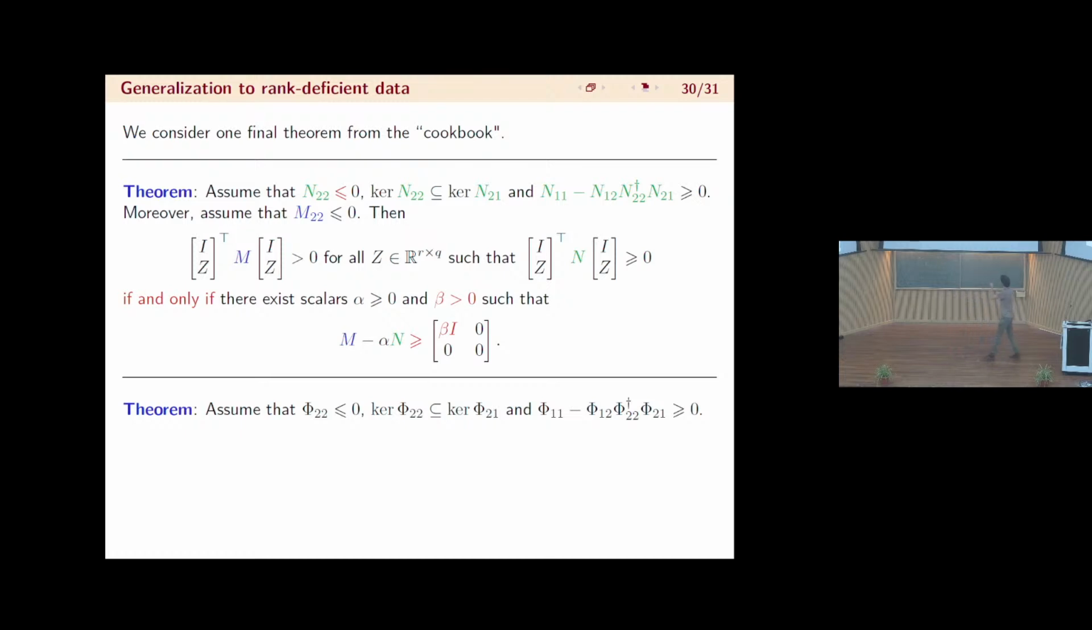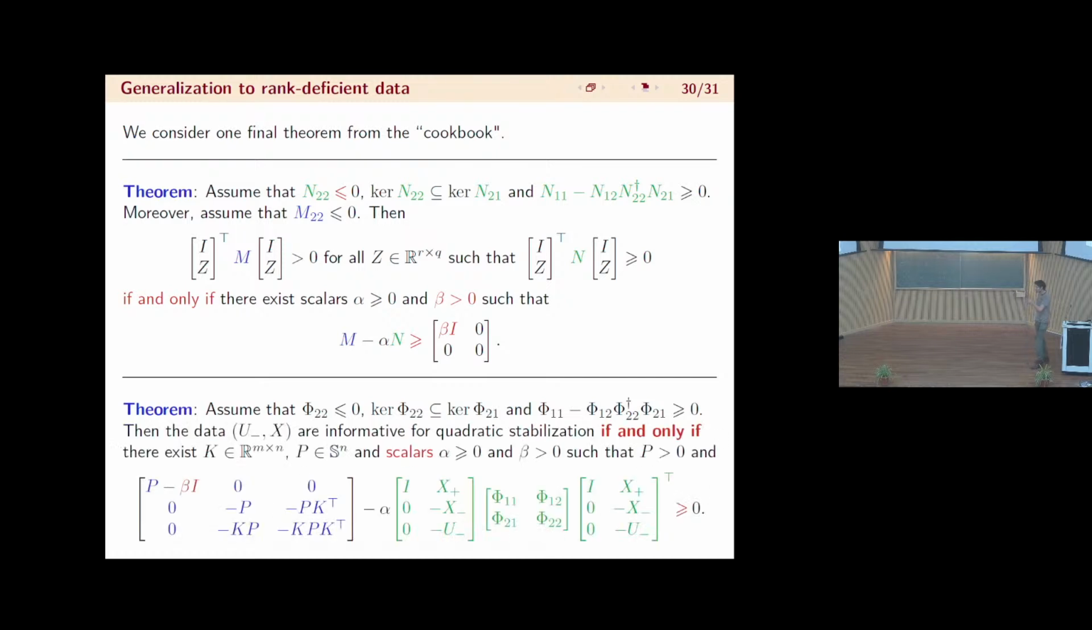So you need to assume that phi22 is negative semi-definite. This kernel inclusion needs to hold for phi, so the kernel of phi22 needs to be included in the kernel of phi12. And the Schur complement of phi needs to be positive semi-definite. In fact, also in this context, that Schur complement being positive semi-definite means simply that there exists some noise matrix W minus satisfying this quadratic inequality. Now, so we assume this now on the noise model.